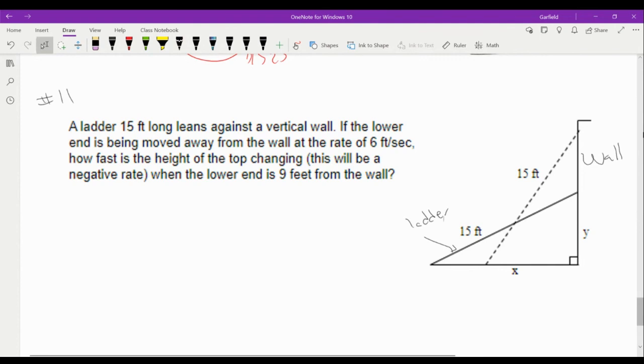All right, so you guys understand what we're saying? So this ladder is basically slipping on the ground, and that's the x value. So our dx by dt is changing at 6 feet per second. So it's slipping, and if it's slipping, then the height is going to change. They're also telling us that this is 9 feet here.